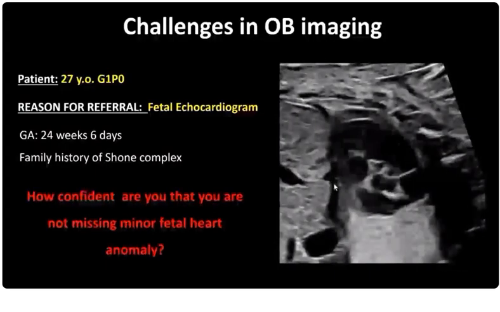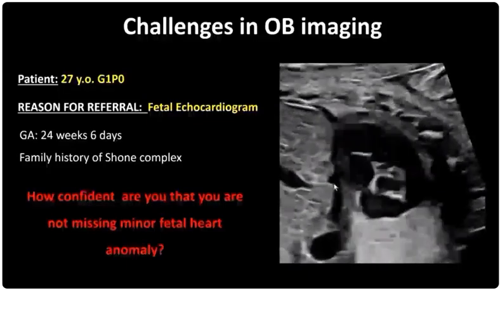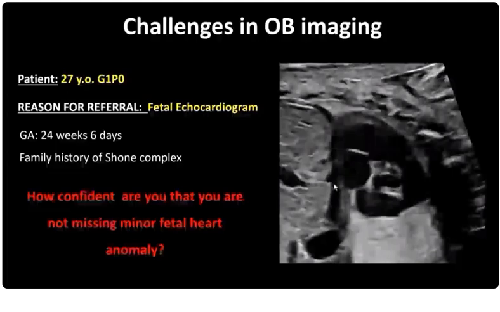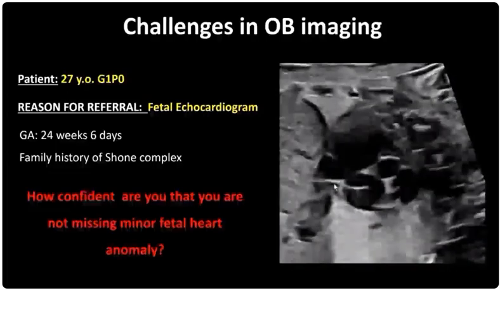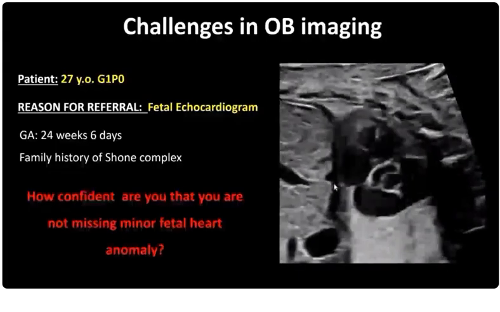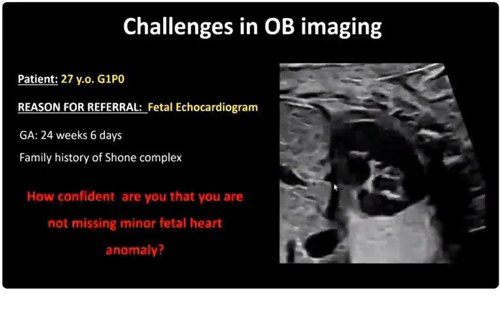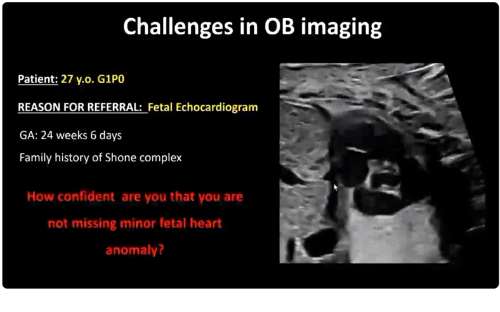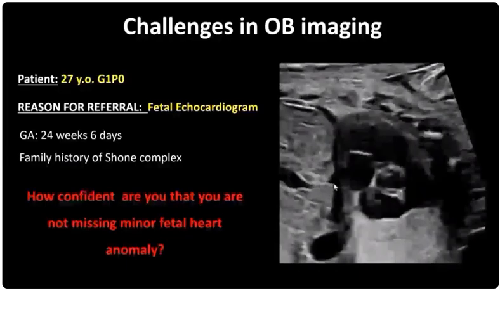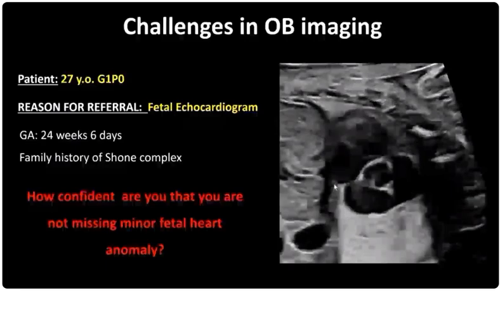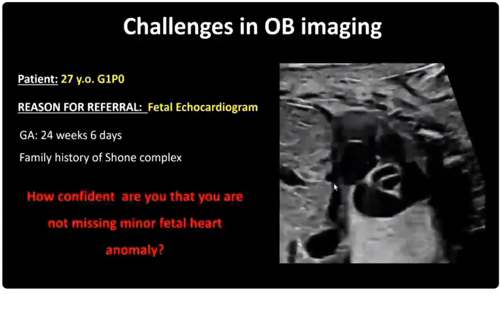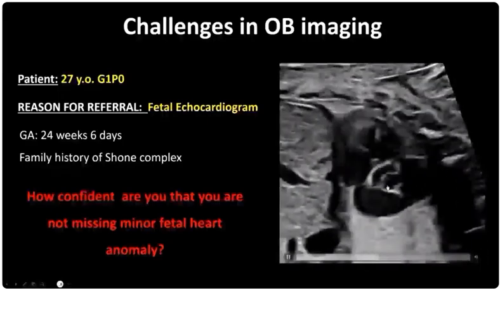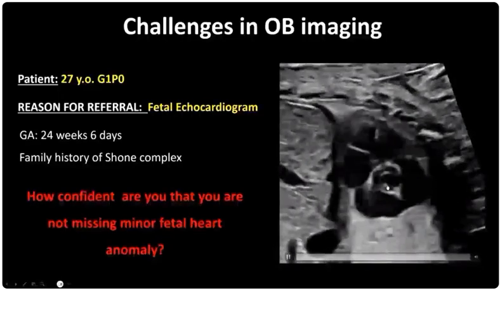So this is the patient who presented for fetal echocardiogram at 24 weeks gestation, with a family history of Shone complex. On the previous baby, everything started from bicuspid aortic valve, and it developed to critical aortic stenosis. And unfortunately, the newborn passed away. So in this pregnancy, they presented very anxious and were wondering if this baby has the bicuspid aortic valve too. Can you tell looking at this picture? Maybe, but what's the confidence of that?